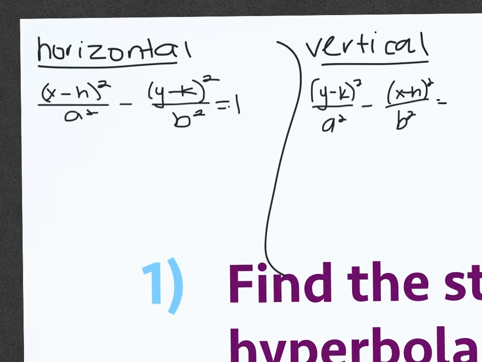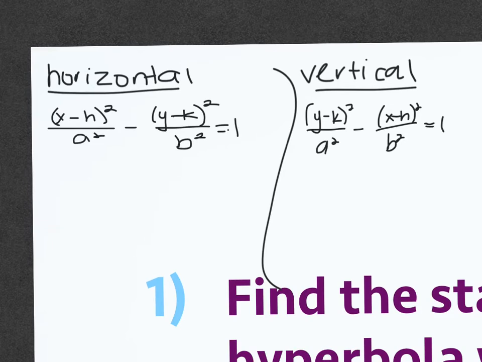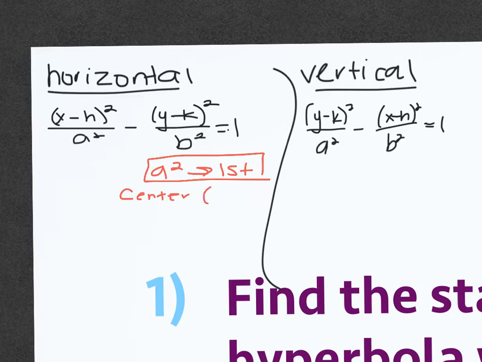equals 1. So the difference between ellipses and hyperbolas is that with the ellipse, the a squared is always the larger. With the hyperbola, the a squared is first. And that's how I know if it's horizontal or if it's vertical. Both of them still have a center at h, k. You just have to be careful and not assume that this is always going to be the h, right? The h is with the x, so don't make that mistake.